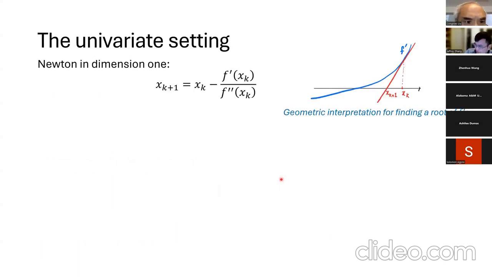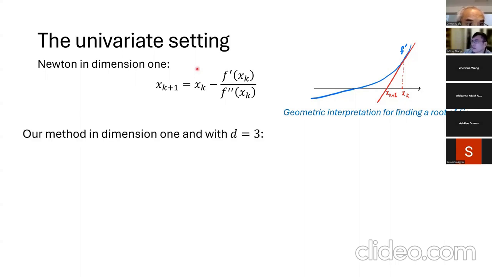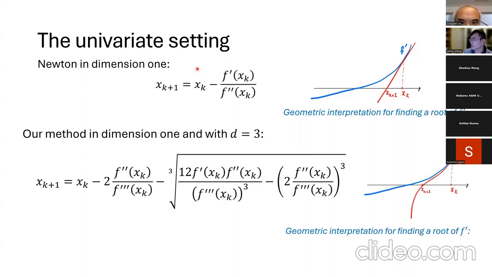So what does this look like in the univariate setting? If you go back to the geometric interpretation of Newton's method, essentially you're doing root finding on the gradient. This is Newton's method for root finding. You bump everything up one order of differentiation, and that's how you basically get regular Newton's method.